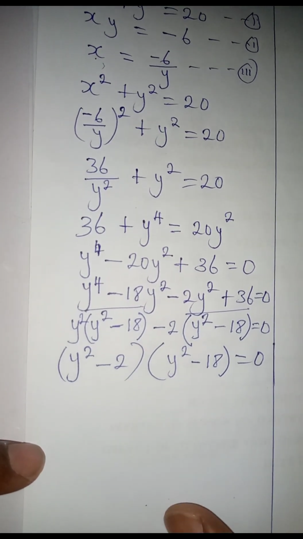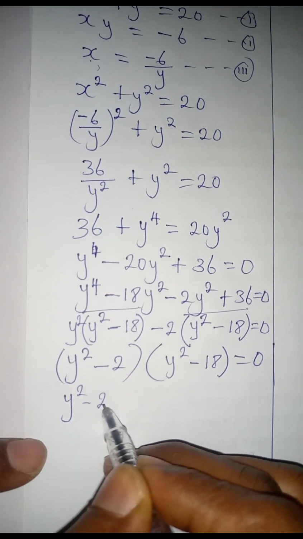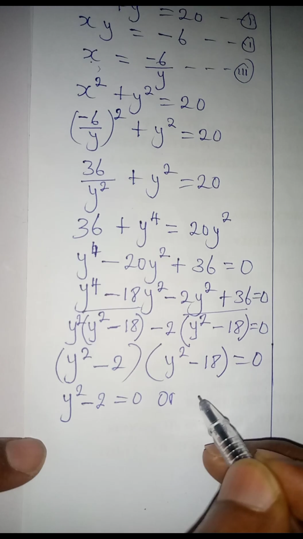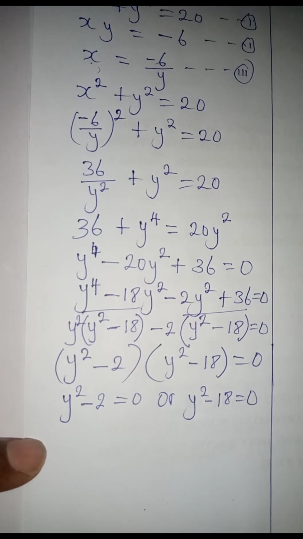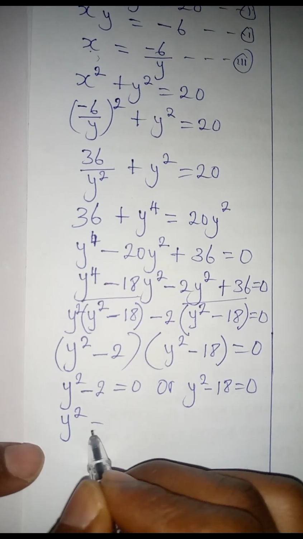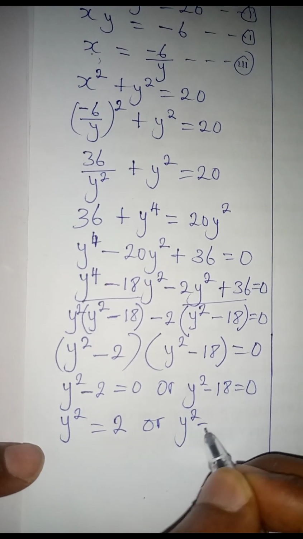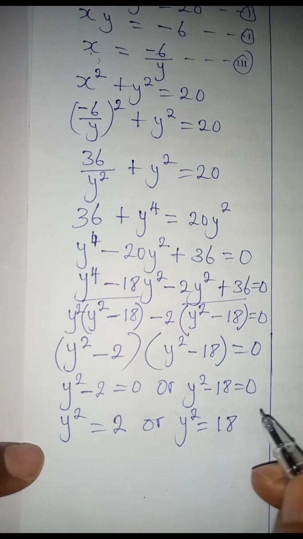And then just like we treat normal quadratic equation, we will say that it is either y squared minus 2 is equal to 0, or y squared minus 18 is equal to 0. So from here, if I make y squared the subject, then I'm going to have 0 plus 2, and that is 2. Or on this side, y squared will be equal to 0 plus 18, and that will give us 18.